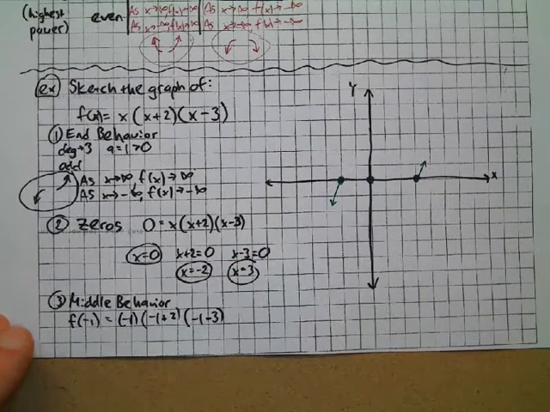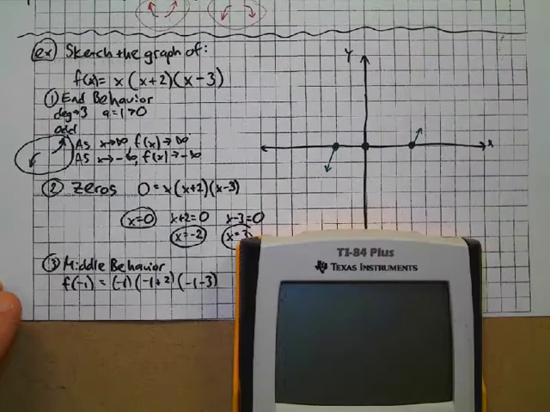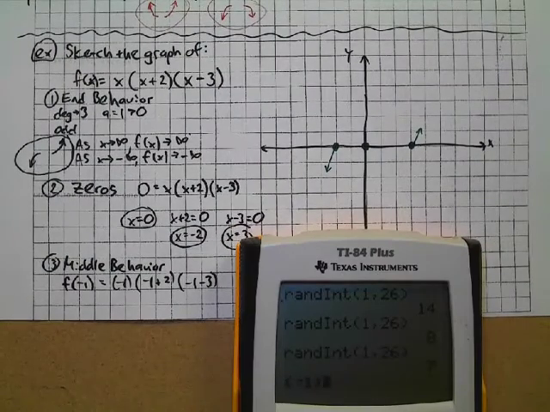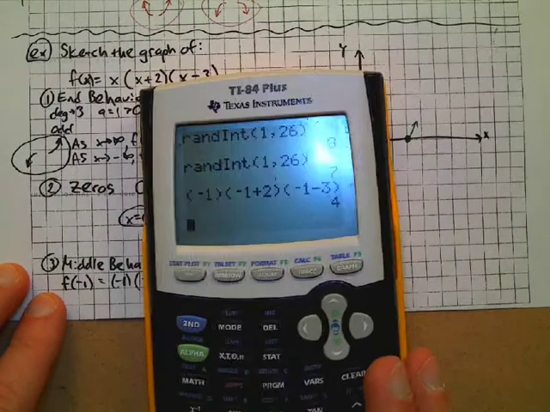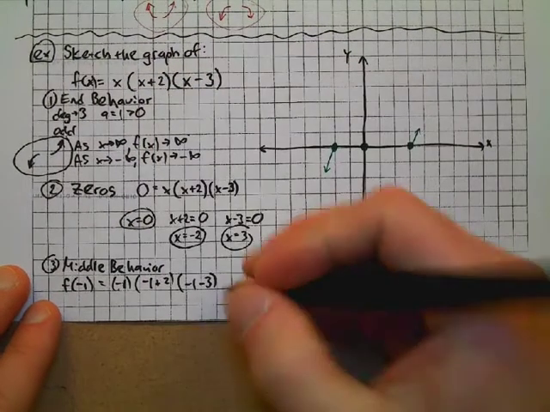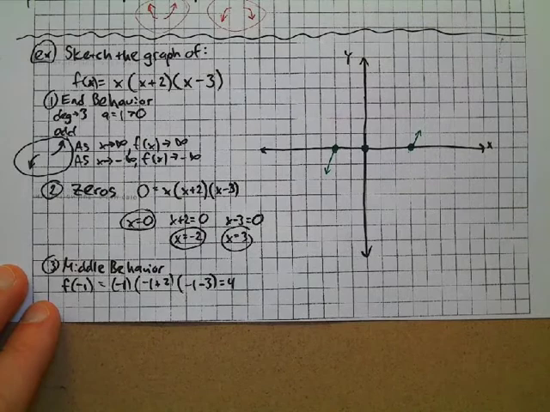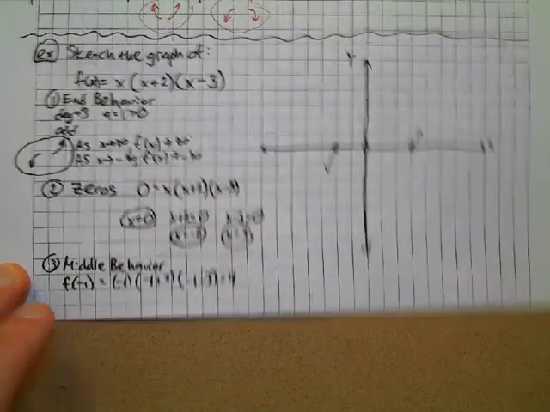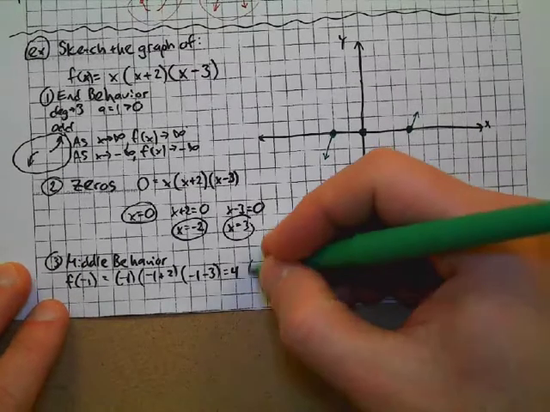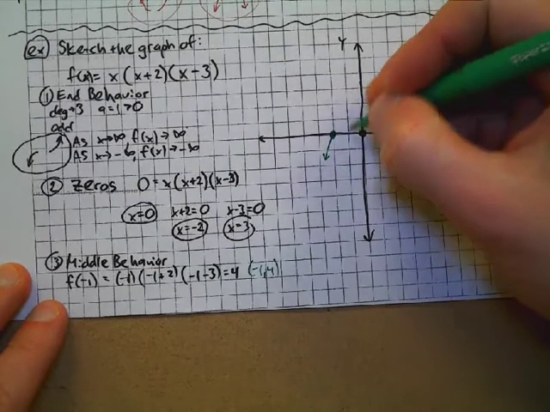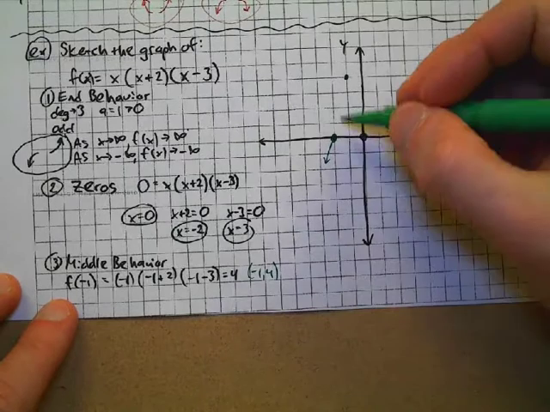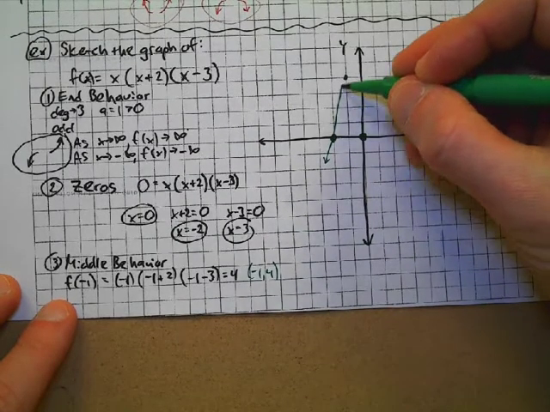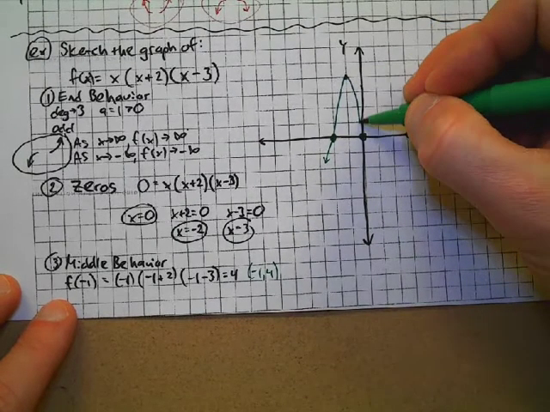Okay? So I'll just do this in my calculator. Negative 1, parentheses, negative 1 plus 2, parentheses, negative 1 minus 3. Okay, just typing it in, hit enter, and I get 4. So I'll go ahead and plot that point too. I have the point negative 1, and I got the y value of 4. So negative 1, 1, 2, 3, 4, right there. So now I know I have to touch this 0, go up, hit this point at least, and come back down.